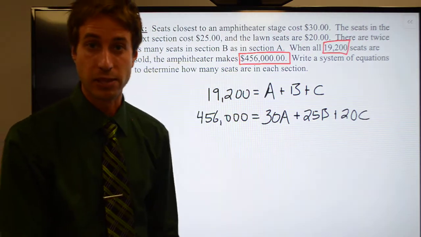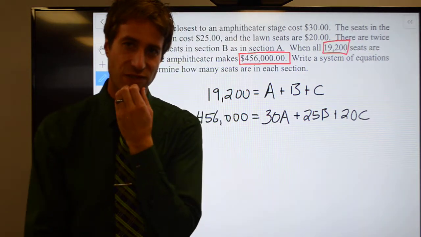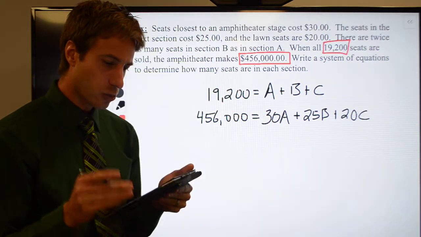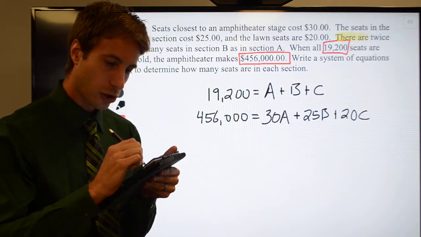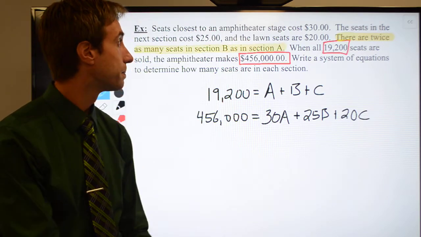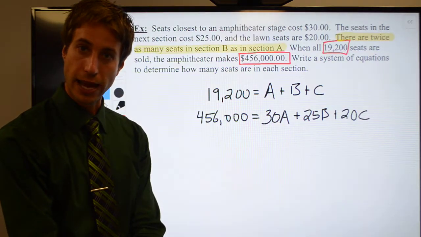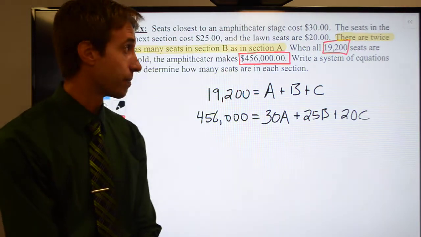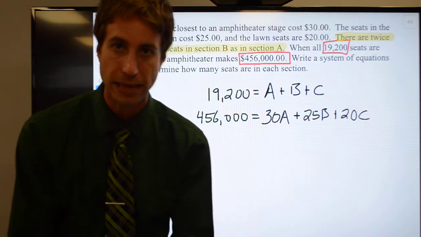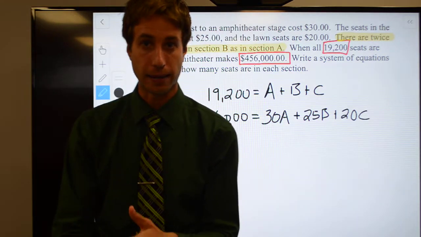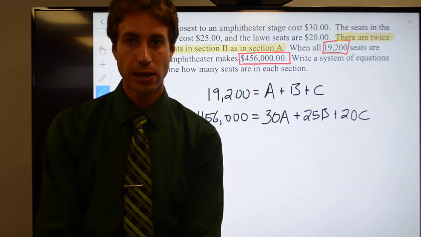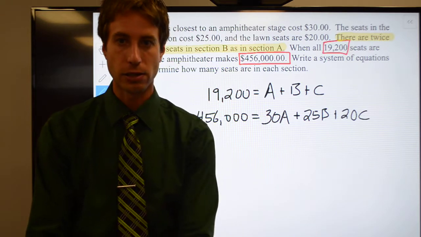I'm missing an equation, which means I must have missed a piece of information somewhere. And we did. If you look back at the problem, here's what I missed. There are twice as many seats in Section B as there are in Section A. That's my third equation. Let's think about this for a second. If there are twice as many seats in Section B as there are in Section A, well, if there are 2,000 seats in Section A, how many seats are in Section B?